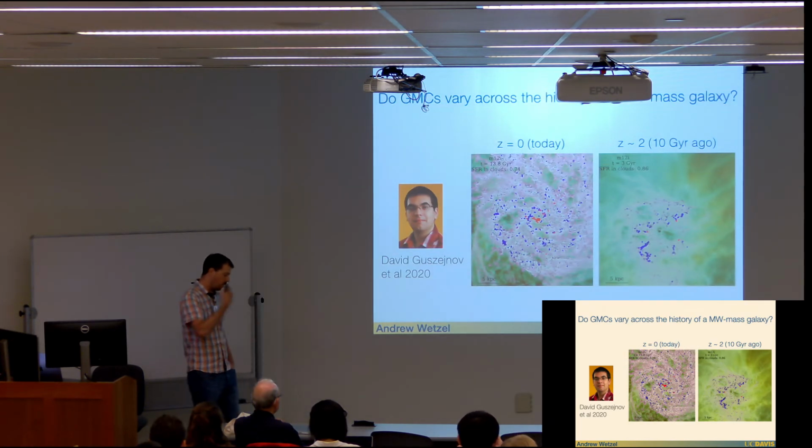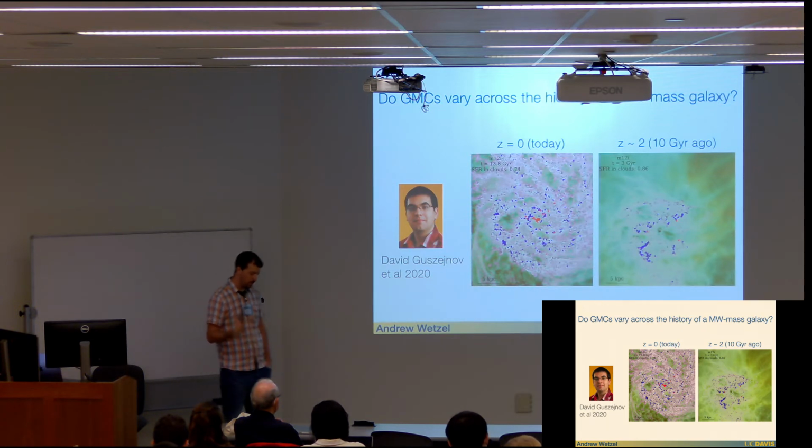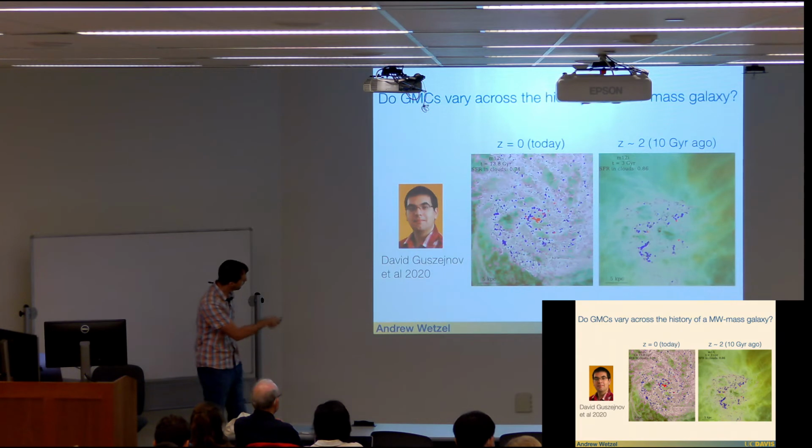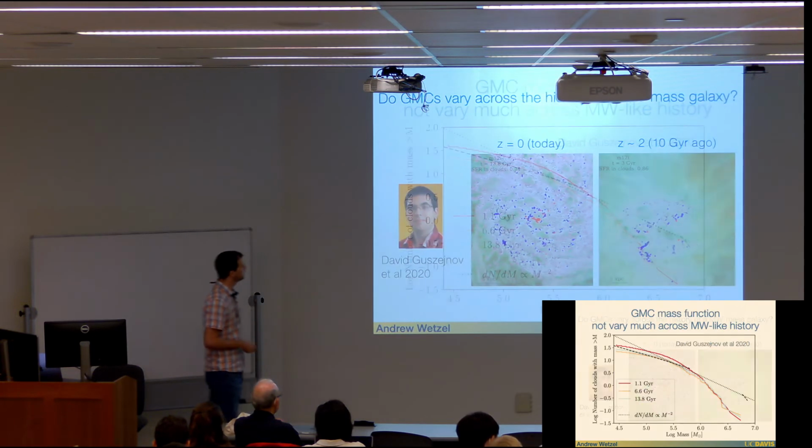Now, a different investigation led by David Guszejnov, who I think is about to start as a postdoctoral fellow at Harvard. David looked at whether the properties of clouds in these simulations are varying across their histories. We can look at, for example, a map of clouds in one of these Milky Ways today, and we can go back to redshift 2 and look at the properties of clouds back then. So how similar or different are the populations of clouds across the formation histories of a Milky Way mass galaxy?